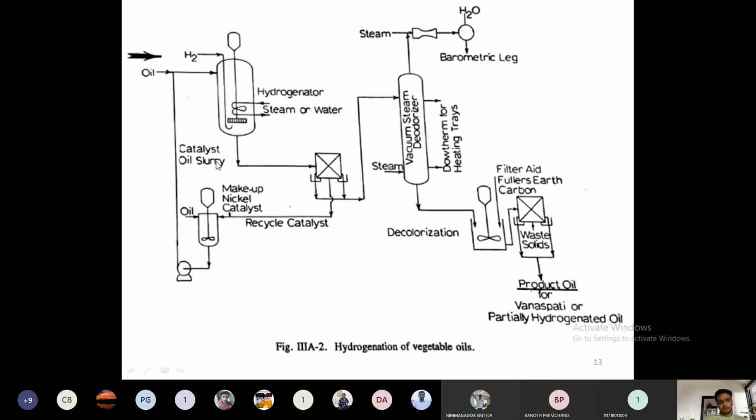Then the oil and catalyst slurry will be charged into the reactor. As soon as the oil and nickel catalyst slurry is charged and purified hydrogen enters the hydrogenator, the steam heating will be stopped, because the hydrogenation reaction is slightly exothermic. In order to avoid wide temperature variations, we will stop the steam heating as soon as the hydrogen enters the reaction system.